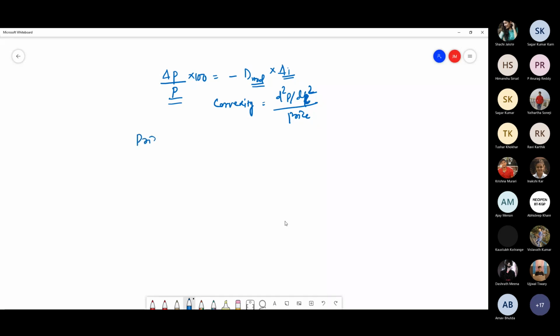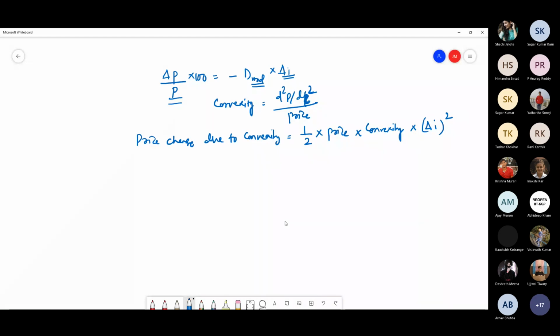So if you say the price change due to convexity, then note down: it is 1 by 2 into price into convexity into the change in the yield or change in the interest rate, squared. So price multiplied by the convexity multiplied by the square of the change in the yield, multiplied by 1 by 2, will give you the price change due to the convexity.